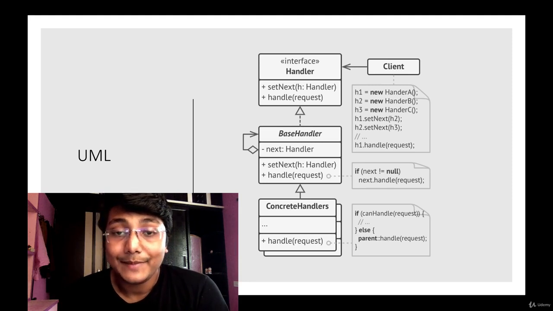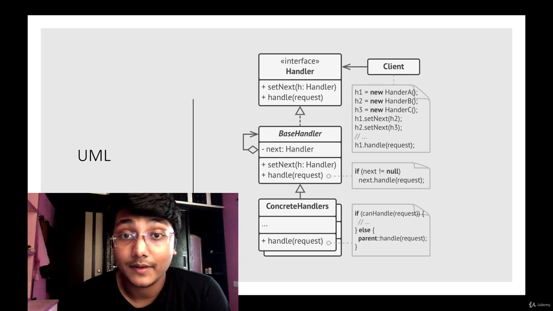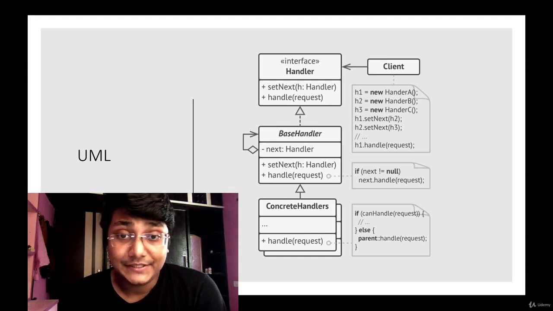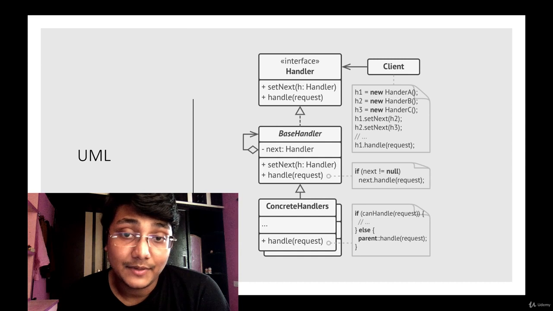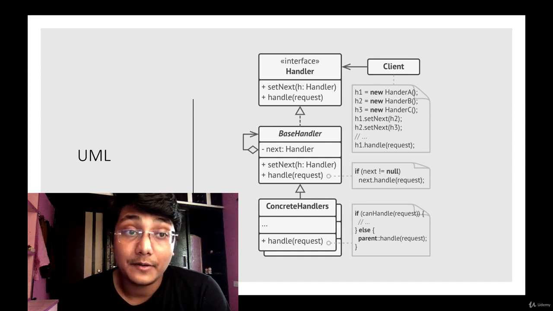Extending this handler, this base handler has a reference to the next handler, and it has a method to set it, which it implements from the interface. It also provides the method to handle the request, because since it is implementing from a handler interface, it needs to provide implementation for these two. But since this base handler can be an abstract class, the handle method implementation can be provided by the concrete subclasses for the handlers.